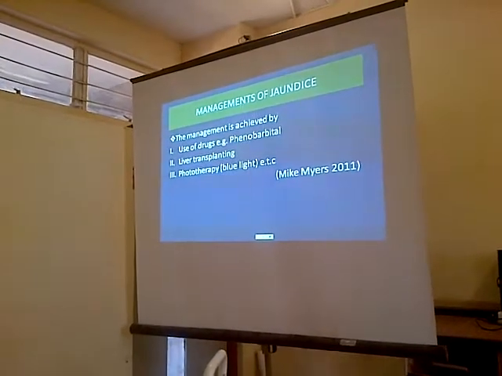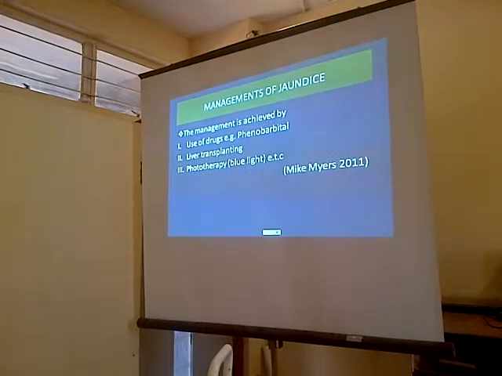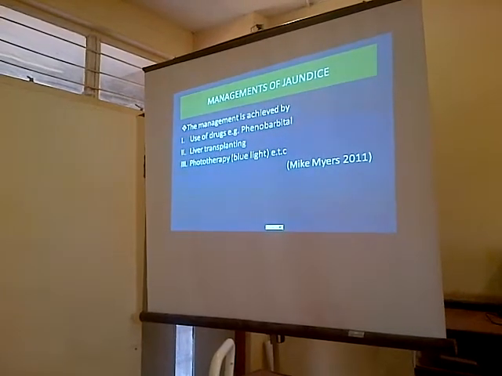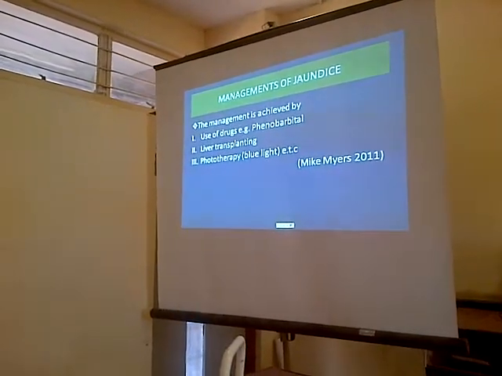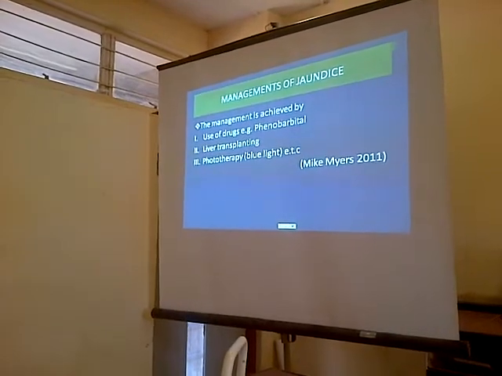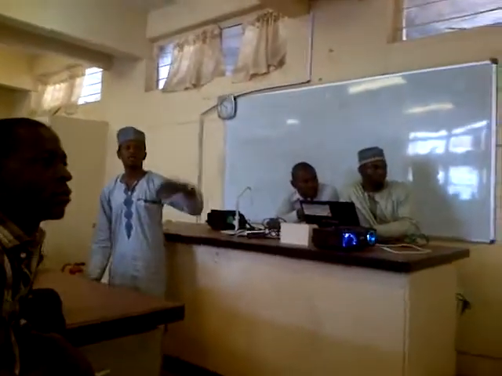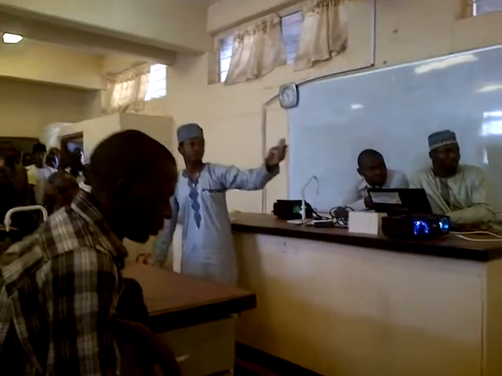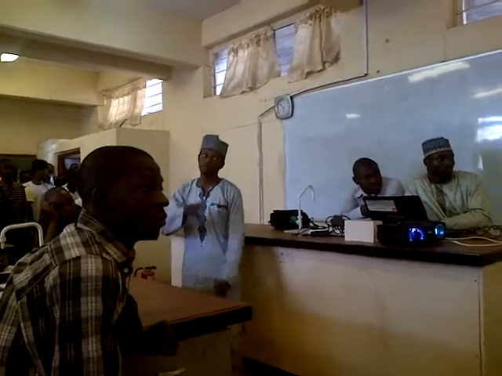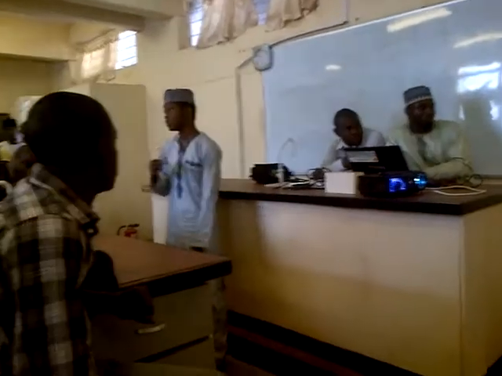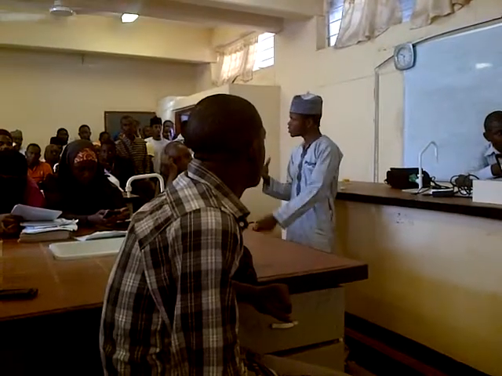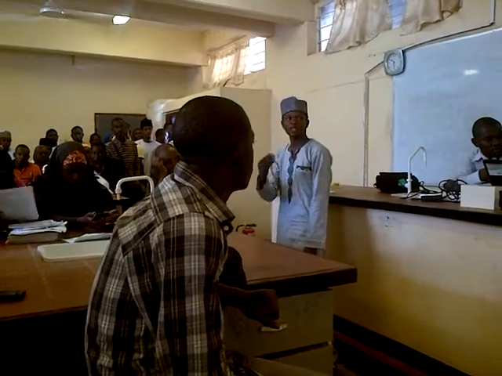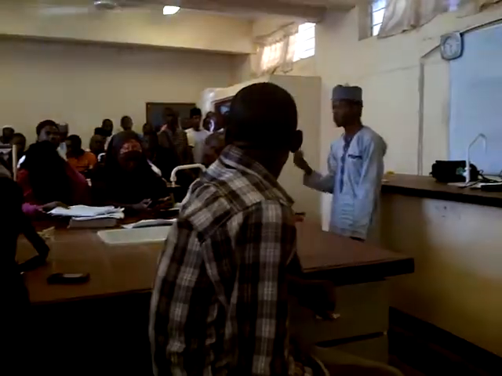Now, hyperbilirubinemia already exists. How can we manage this hyperbilirubinemia? There is the use of a drug called phenobarbital. Phenobarbital induces the activity of the bilirubin enzymes, and there is liver transplantation, and we have phototherapy with blue lights. The patient will be put under 450 to 470 nanometer light, which promotes the excretion of bilirubin by converting it to a water-soluble isomer.